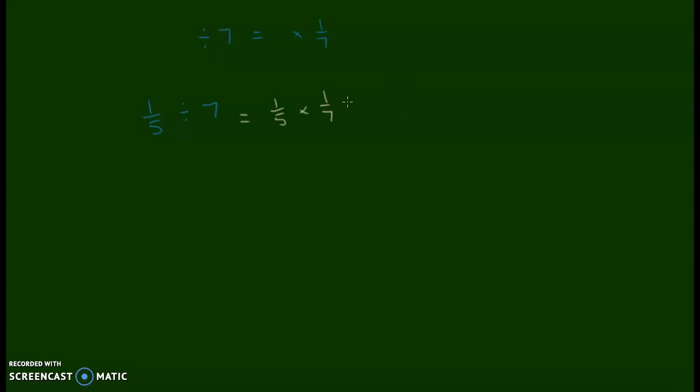And now, knowing that, I know how to multiply fractions. You just multiply the numerators. So 1 times 1 is 1. Then we multiply the denominators. 5 times 7 is 35. And we get 1/35. So 1/5 divided by 7 equals 1/35.